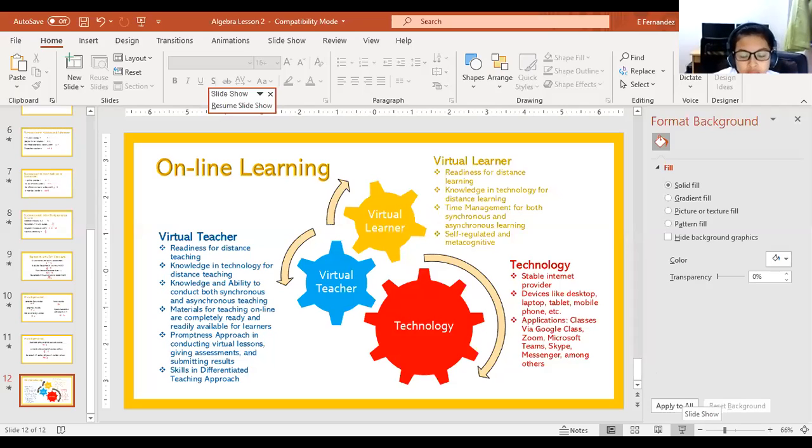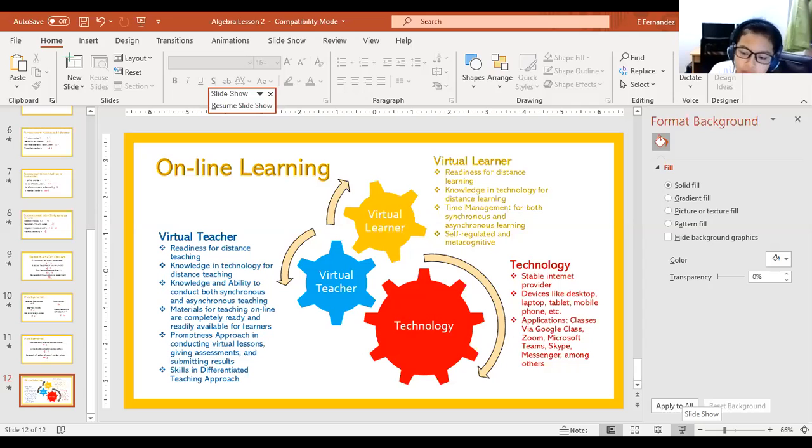This means that in order for online learning to exist, there are three entities that should be there. One is technology, the other one is your virtual teacher. Your teacher, like, who is your English teacher again? Is it Miss or Sir? I forgot his name. Okay, this is normal actually. You won't remember your teacher's name because it's not mentioned all the time. Anyway, there should be a virtual teacher and there should be a virtual learner. In this case, the virtual learner is you and your classmates. So that's how online learning should exist.